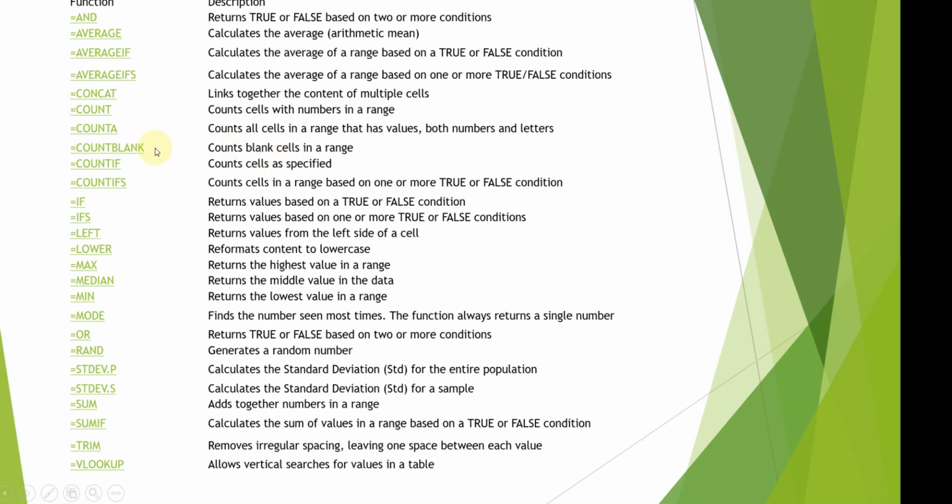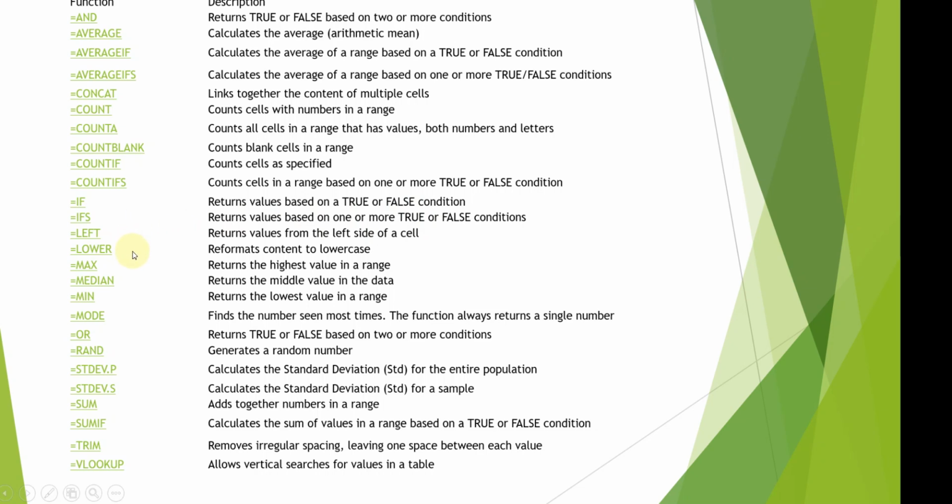COUNTBLANK is a function that counts the blank cells in a range or your rows. So you want to know the cells that are blank, where nothing is there, so you're going to call this function COUNTBLANK. COUNTIF counts cells that meet a specified condition. So we have IF, which returns values based on a true or false condition.